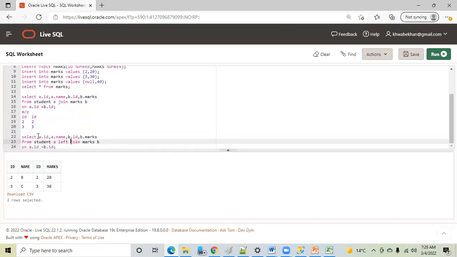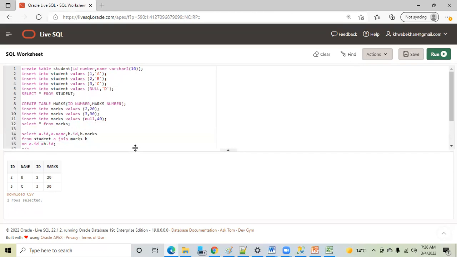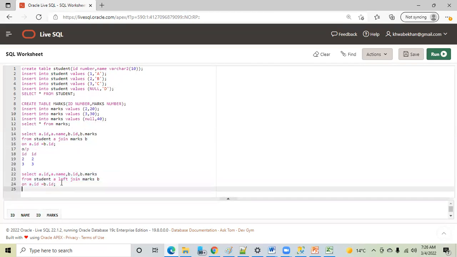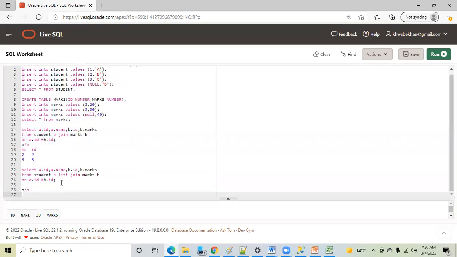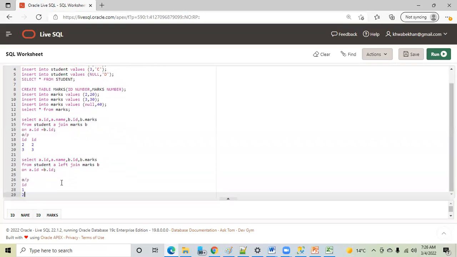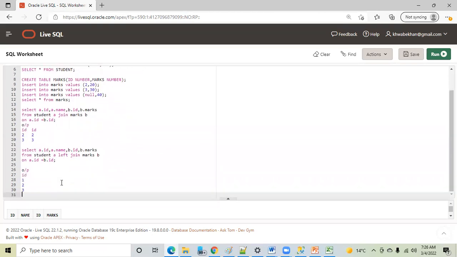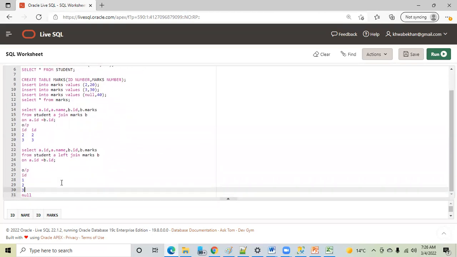I will execute this, then what will be the output? 1, 2, 3. 1, 2, 3, and 3 null. ID 1, 2, 3, and 3 null. That will also come. Okay, and this is from A table, from B table. One minute, guys.